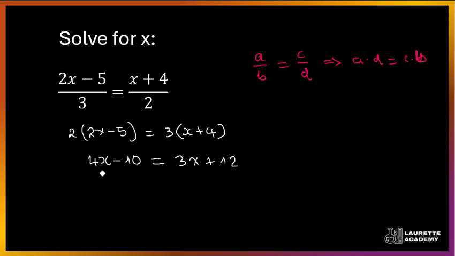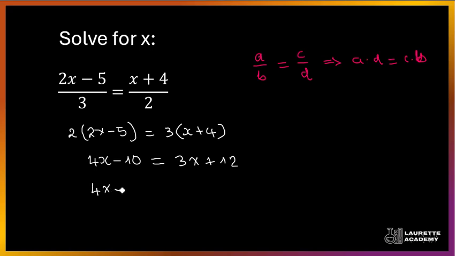Okay, we simplify further by bringing like terms together. So we are going to bring the terms containing the variable to the left hand side and the terms containing only constants to the right hand side. To do that, we are going to subtract 3x from both sides of the equation and add 10 to both sides of the equation.